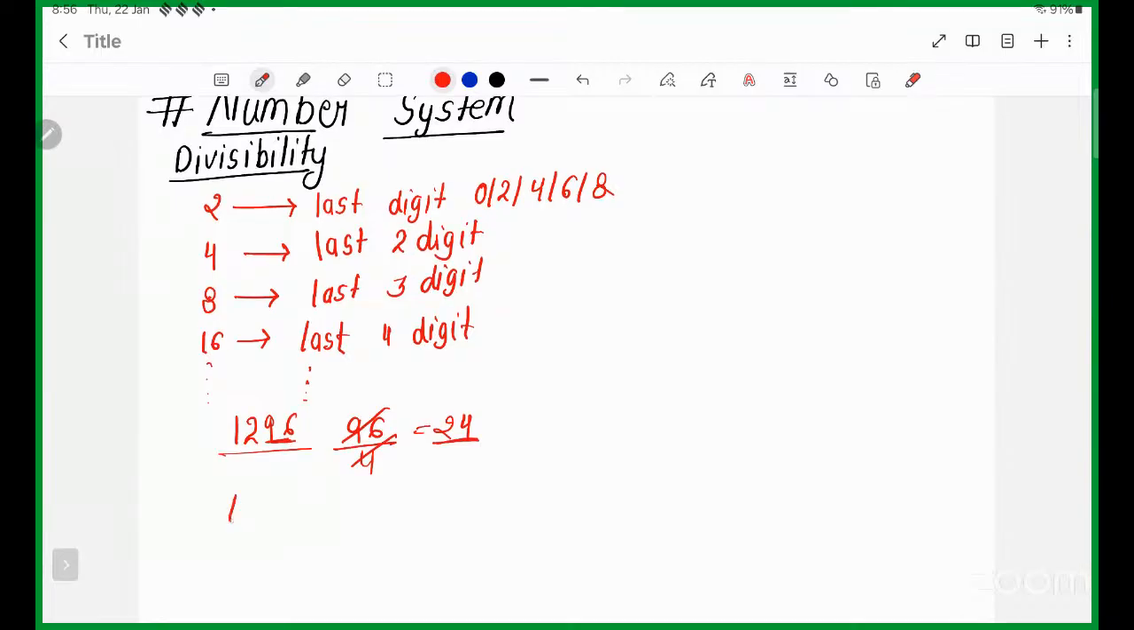If I have to check whether 1296 is divisible by 8 or not, I just have to check whether the last three digits are divisible by 8. If the last three digits are divisible by 8, then my whole number will be divisible by 8. So what are the last three digits? 296. Is it divisible by 8? 8 3s are 24 and 8 7s are 56, so it is divisible. So this number is divisible by 4 and 8.